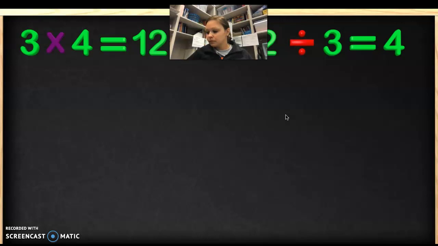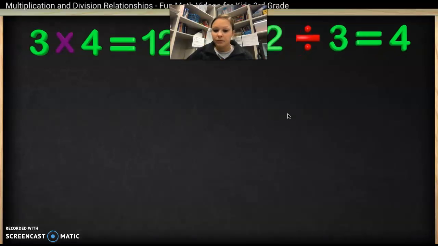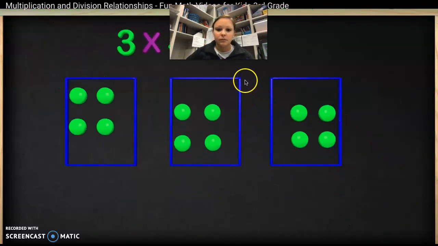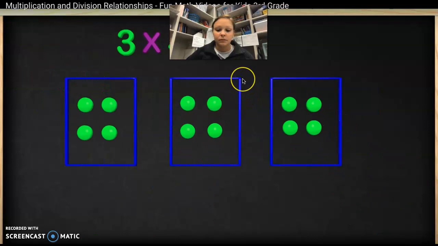Now let's look at the relationship between these two problems. In the problem 3 times 4, there are 3 groups. And within each group, we have 4 dots representing the 4 that are in each group. There are 12 dots total, which is our answer.